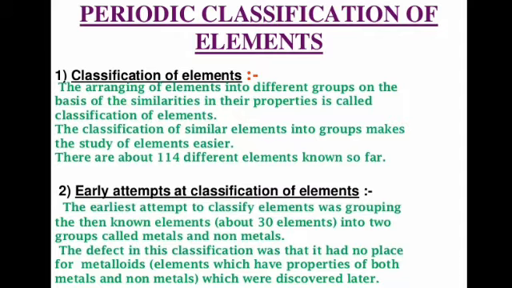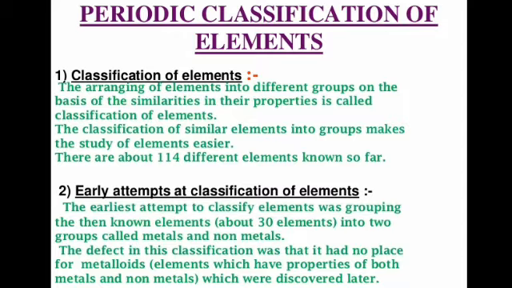There were earlier attempts at classification. One of the earliest attempts to classify elements was grouping them into two groups known as metals and non-metals. At that time only 30 elements were discovered. The defect in this classification was that it had no place for metalloids, the elements which have the properties of both metals as well as non-metals, which were discovered later. So new attempts needed to be made to classify the elements.